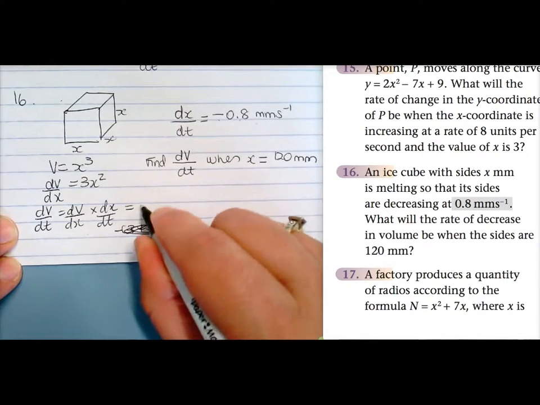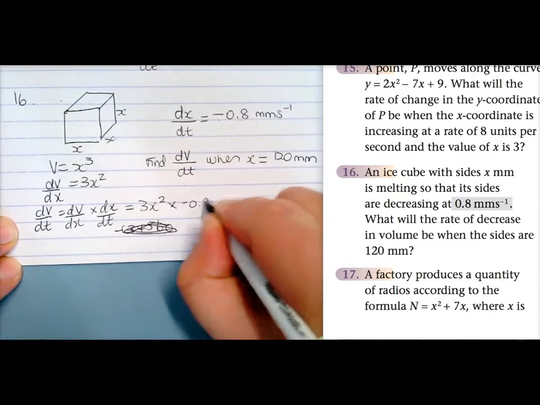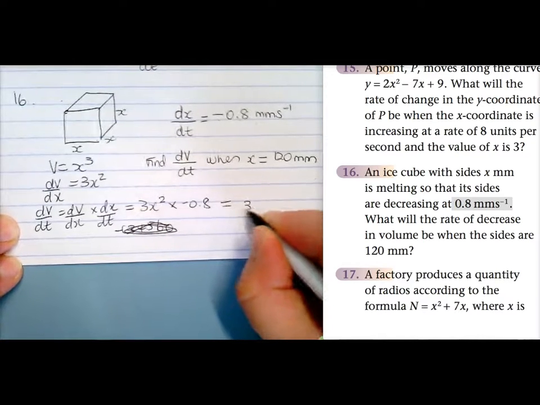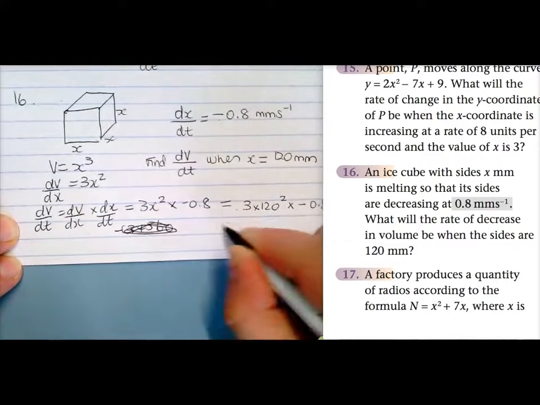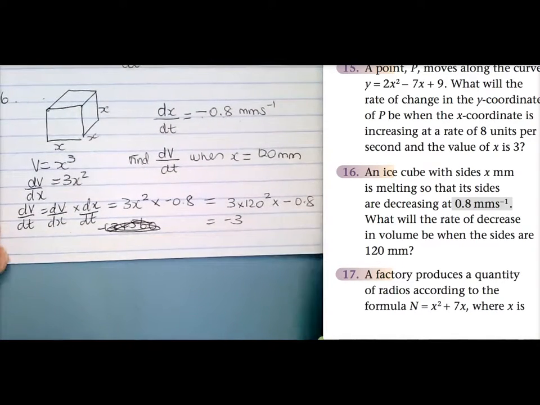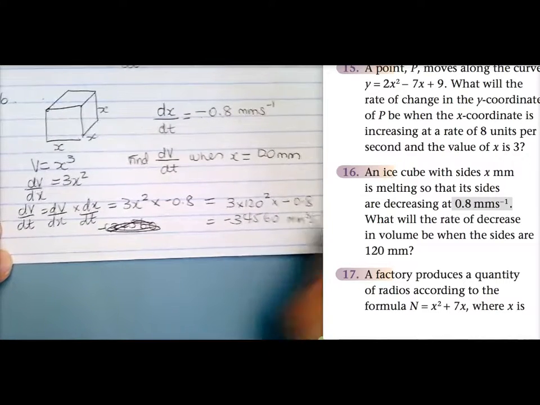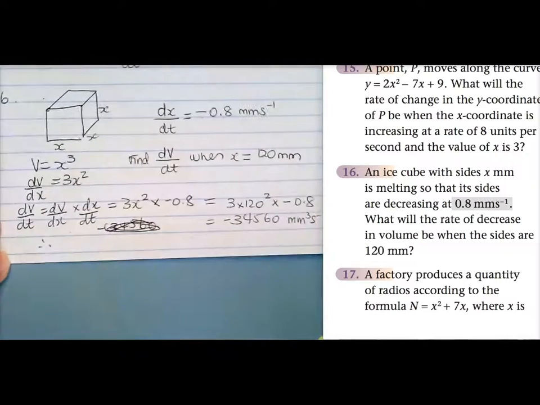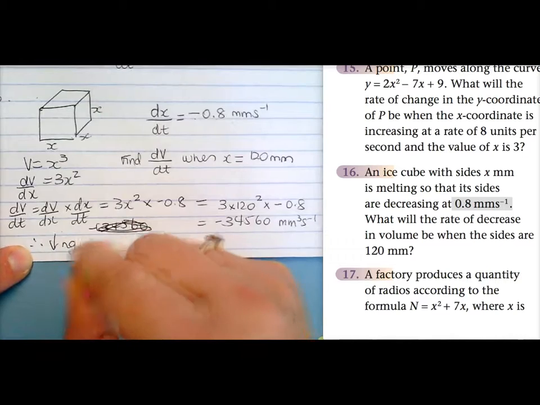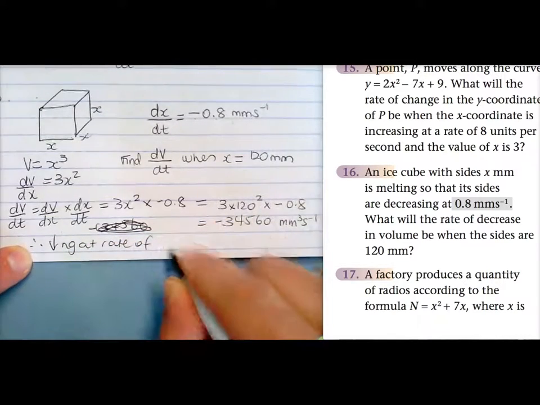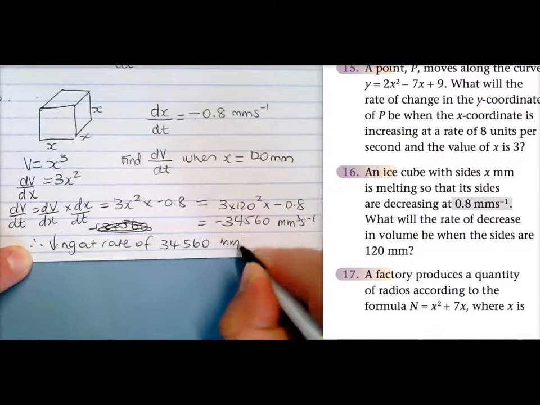Guys, we're nowhere near finished. These are the easy ones. So then we can substitute. You should get a negative answer: 34,560 millimeters cubed per second. Therefore, you make the conclusion that it's decreasing at the rate of 34,560 millimeters cubed per second. Here you don't put the negative in.